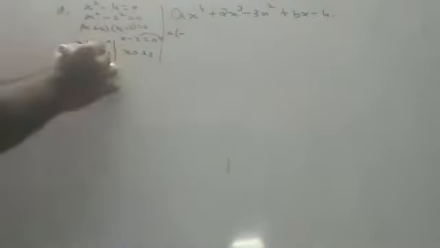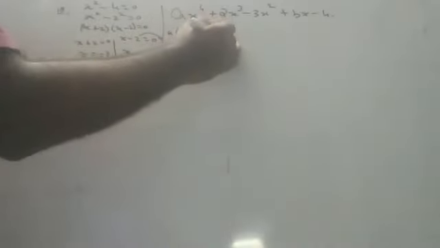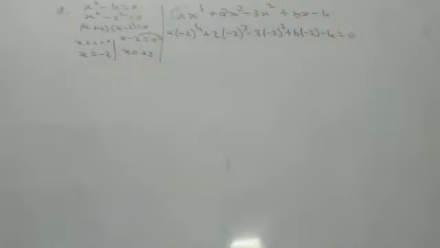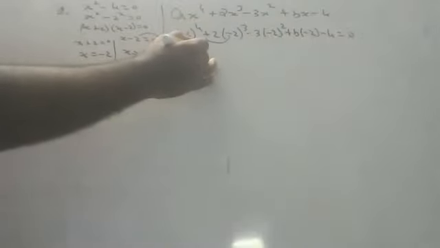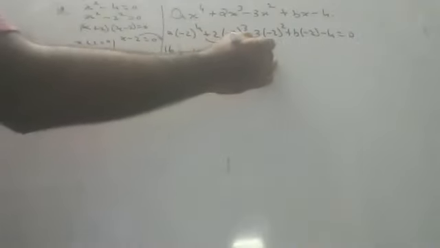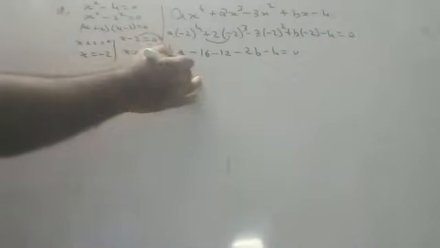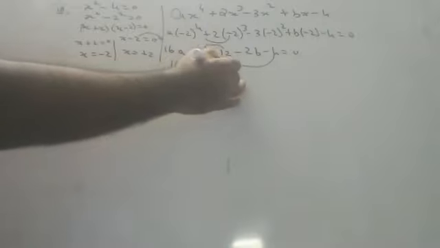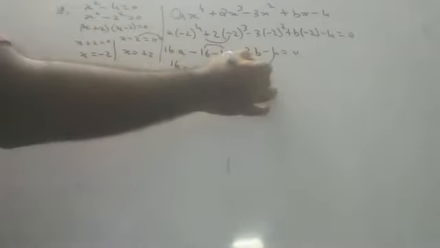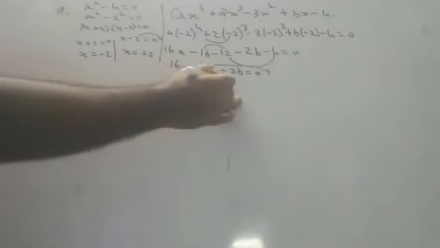A into, first I'm substituting minus 2 to the power of 4, plus 2 into minus 2 to the power of 3, minus 3 into minus 2 to the power of 2, plus b into minus 2, minus 4 is equal to 0. So this is how much, children? 16a. Minus 2 cube is minus 8, so minus into plus, minus 16. Minus 2 whole square is plus 4, so minus 12, minus 2b, minus 4 is equal to 0. 16a minus 28 minus 32 minus 2b is equal to 0. Take 32 across: 16a minus 2b is equal to 32.